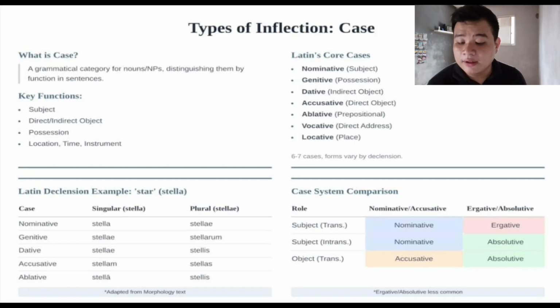So overall, case systems help us understand how language shows relationships between actions, people, and objects. Cases reduce ambiguity and give speakers more freedom in rearranging word order, because the meaning is carried in the endings, not the sentence structure.